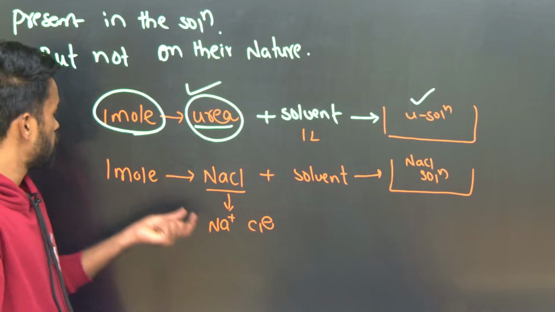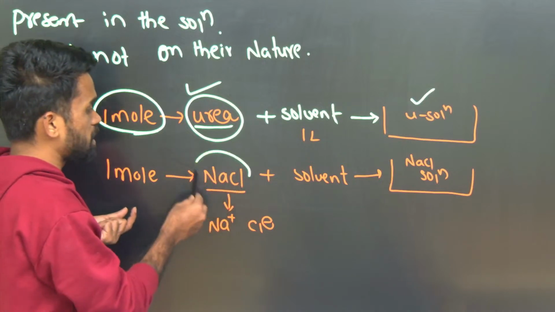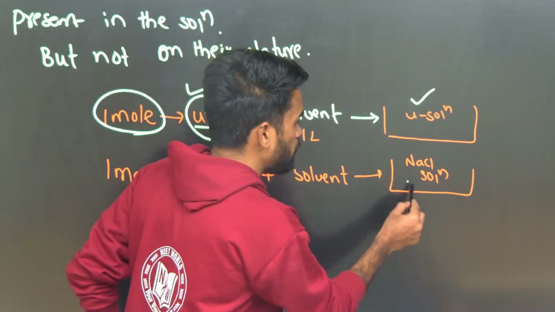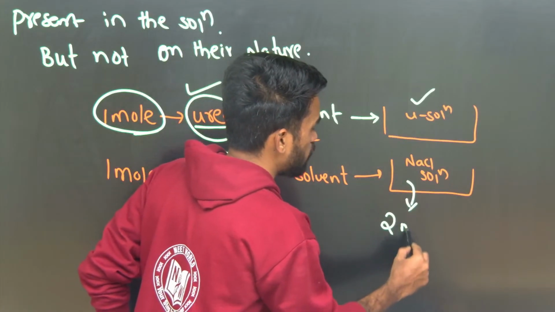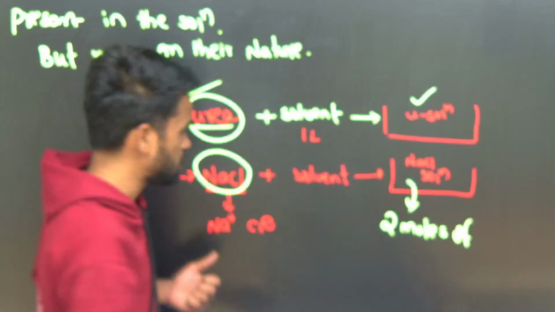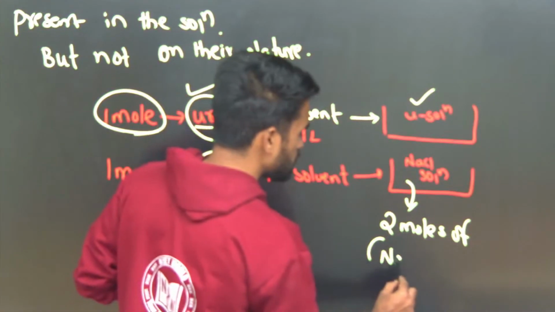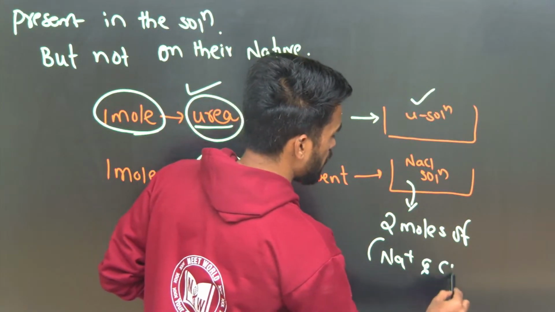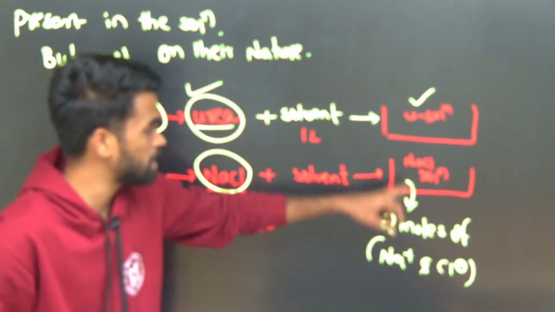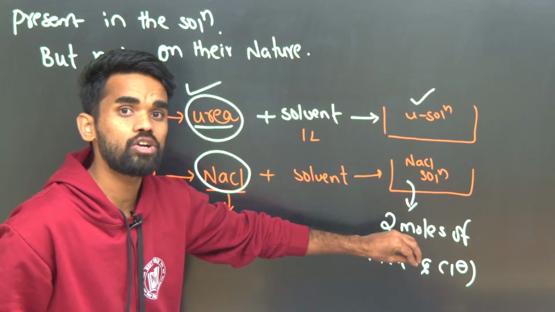So now when we add 1 mole of this NaCl into this solvent to make this solution, we will have 2 moles of solute particles. What are the 2 moles? 1 mole of Na plus particles and 1 mole of chloride ion particles. So what happened? The number of particles increased in the second case. Now the colligative properties in the second case will be more, because the more the number of particles, the more the colligative properties.